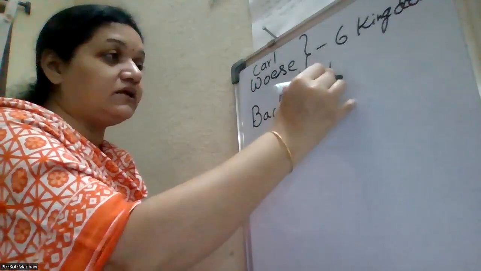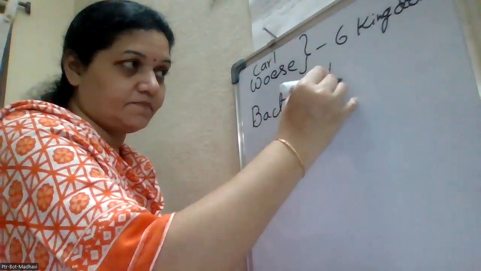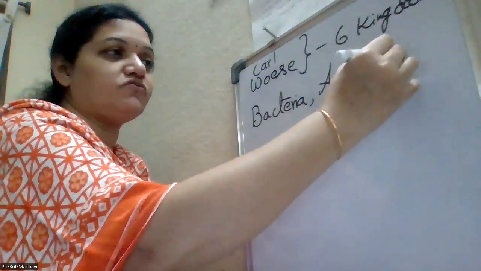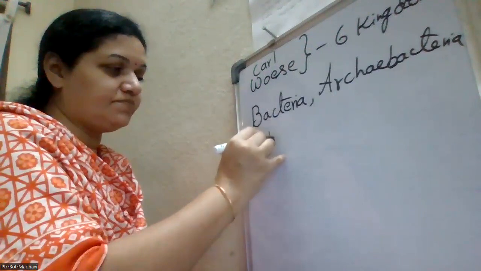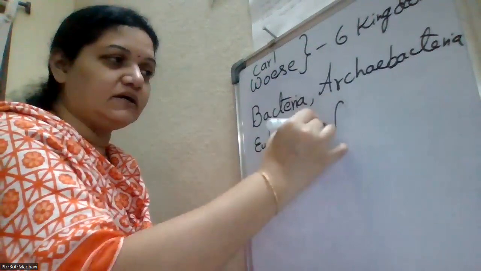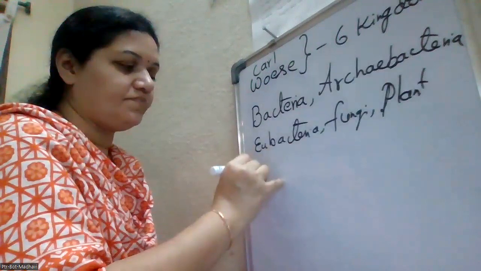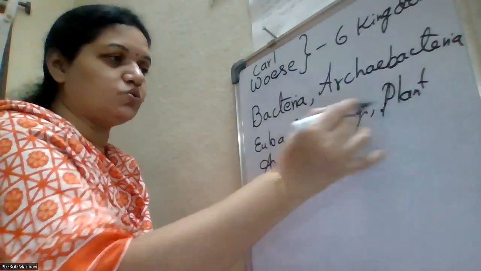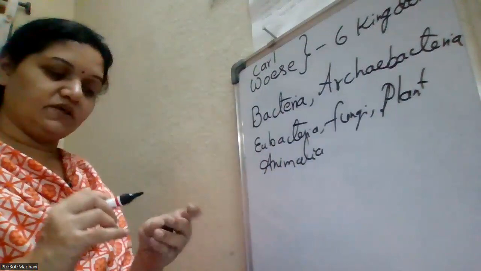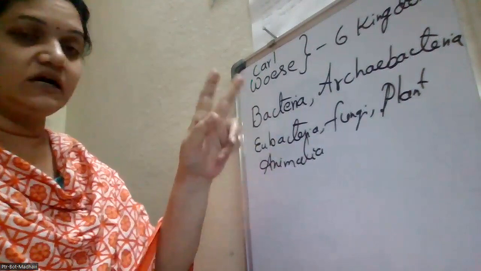Archaebacteria. Eubacteria. Fungi, Plantae, Animalia. These are the same. So how many kingdoms came? One, two, three, four, five, six. So the first kingdom, Monera, was divided into two kingdoms, that is the bacteria and the archaebacteria.